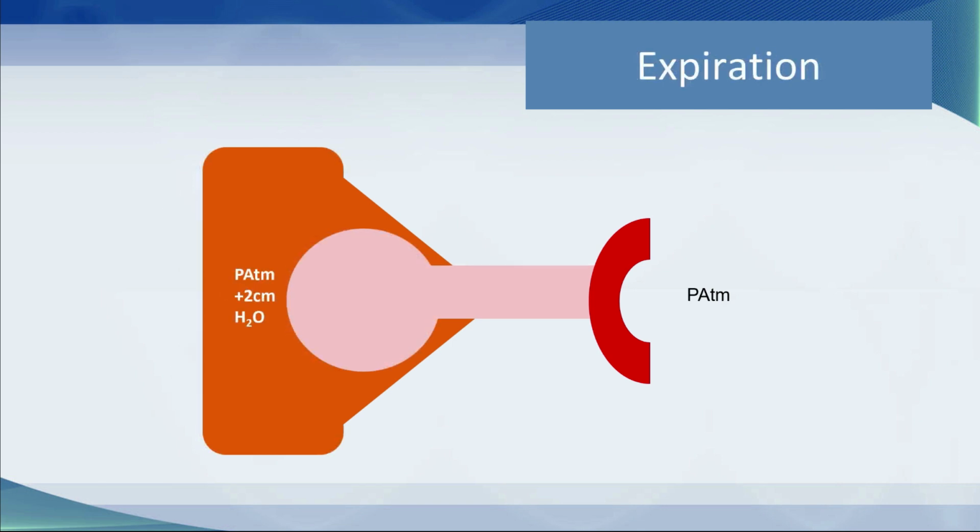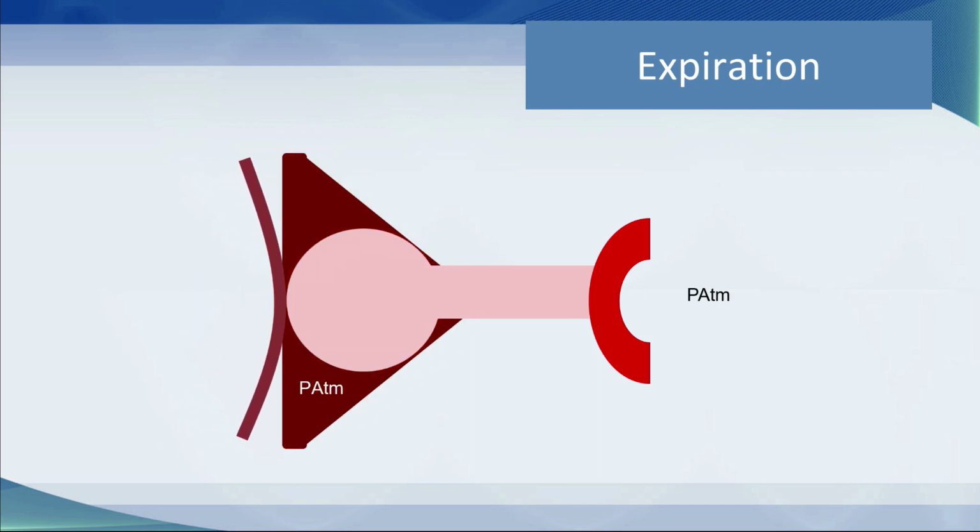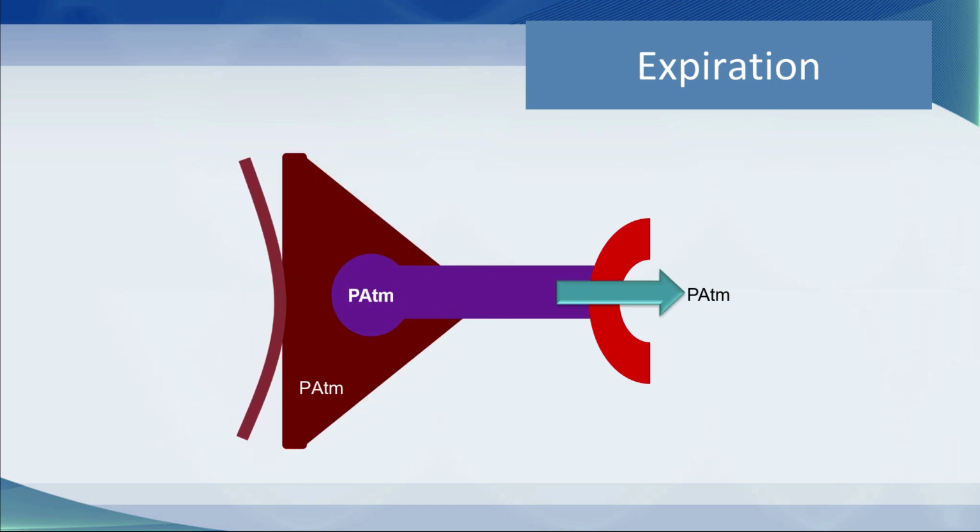Expiration happens when the chest wall and diaphragm relaxes and there is elastic recoil and gas is expelled from the alveoli through the mouth because the pressure in the thorax is higher than the pressure in the alveoli, and the pressure in the alveoli is higher than the pressure in the airway, and the pressure in the airway is higher than atmospheric.